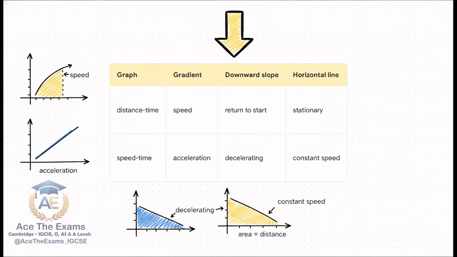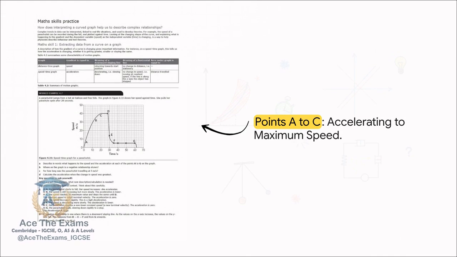Memorize this matrix. Let's put our 4-step framework to the test. Look at point A. The parachute has just started to fall. Using our examiner wording, her speed increases, therefore she accelerates.